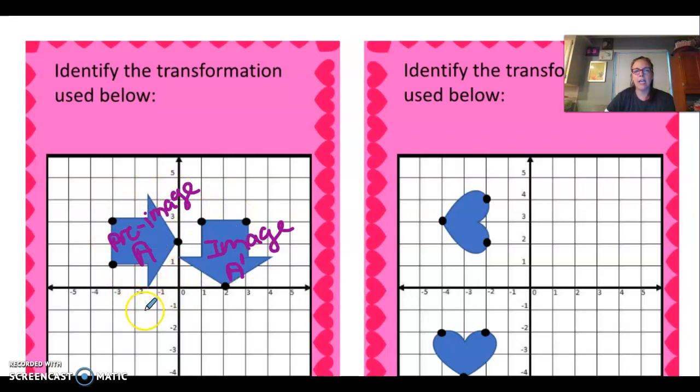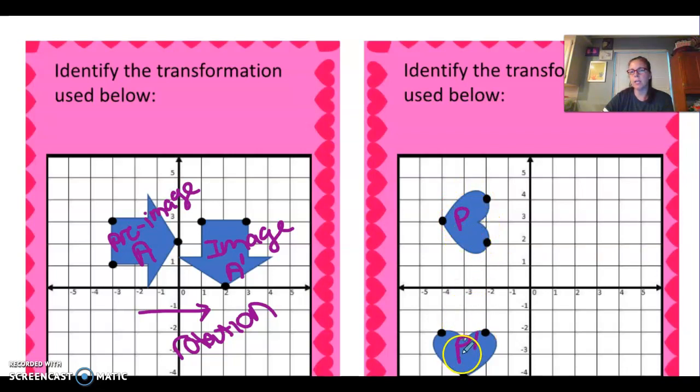Did it slide straight across? Did it reflect or did it rotate? Okay, see how it's pointing to the right and then it's pointing down? So this would have to be a rotation. Okay.